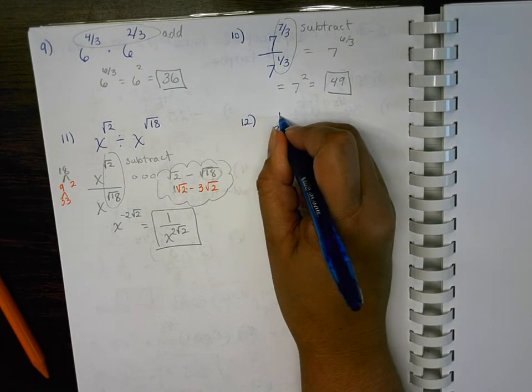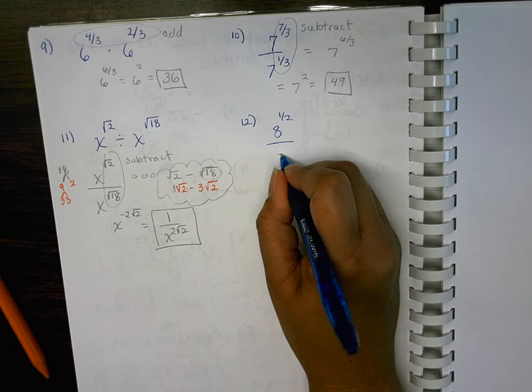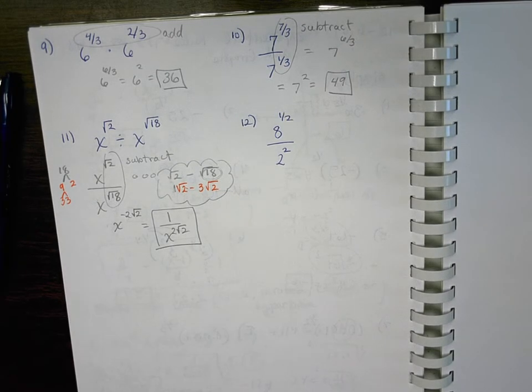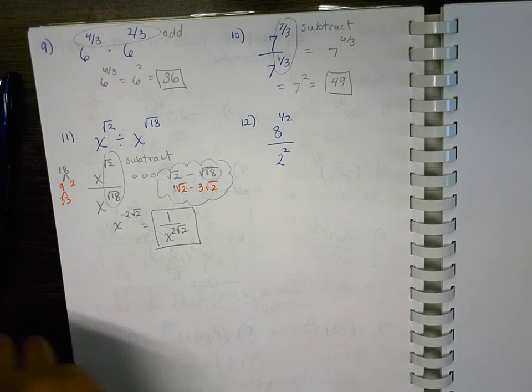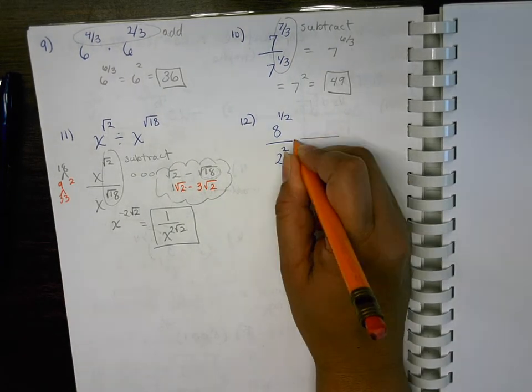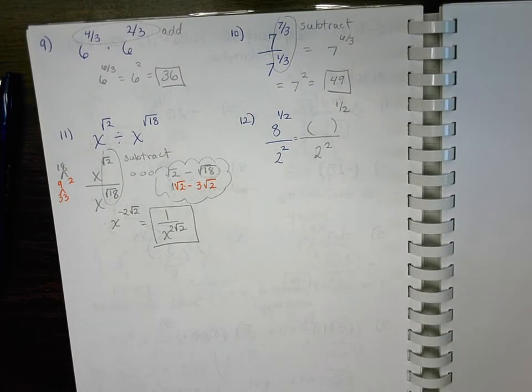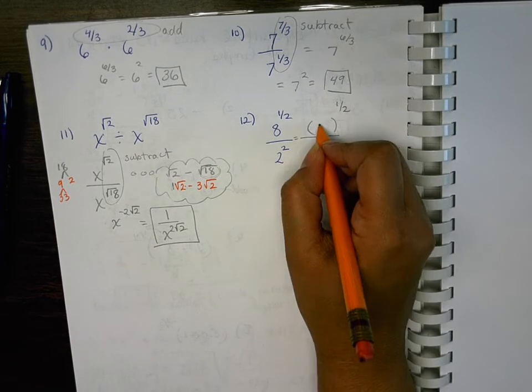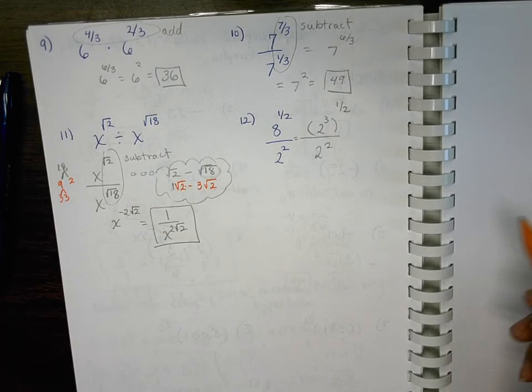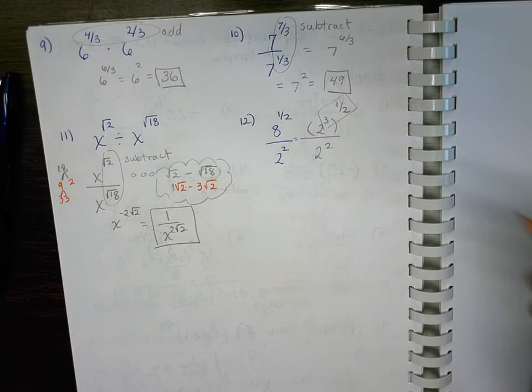8 to the 1/2 over 2 squared. Now, I know you guys have seen this before, because I remember Chris telling me one time, get them to the same base. Do you guys remember that? What would the same base be here? 2. So the denominator is going to stay 2 squared. Do we agree? And the top is going to be something to the 1/2. 8 is equivalent to what? 2 to the 3rd. And what do I do here with the power to a power? I multiply.